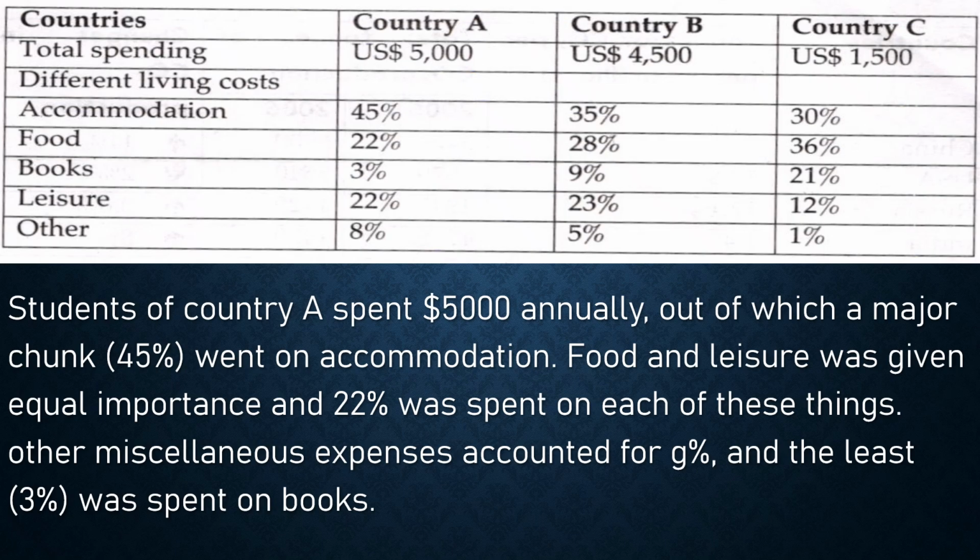So the second paragraph, I told you that you would write about students of country A, their total spending and the individual living costs. Students of country A spent $5,000 annually, out of which a major chunk, 45%, went on accommodation. Food and leisure was given equal importance as 22% was spent on each of these things.